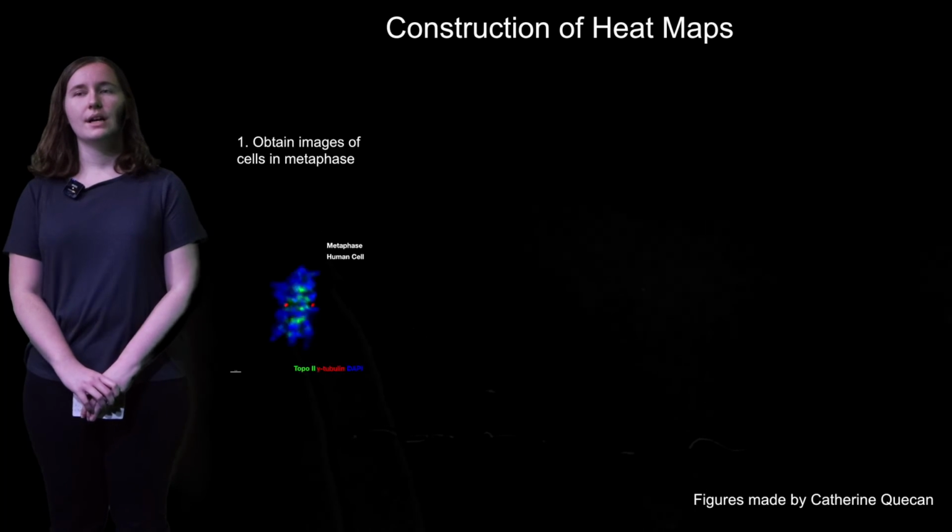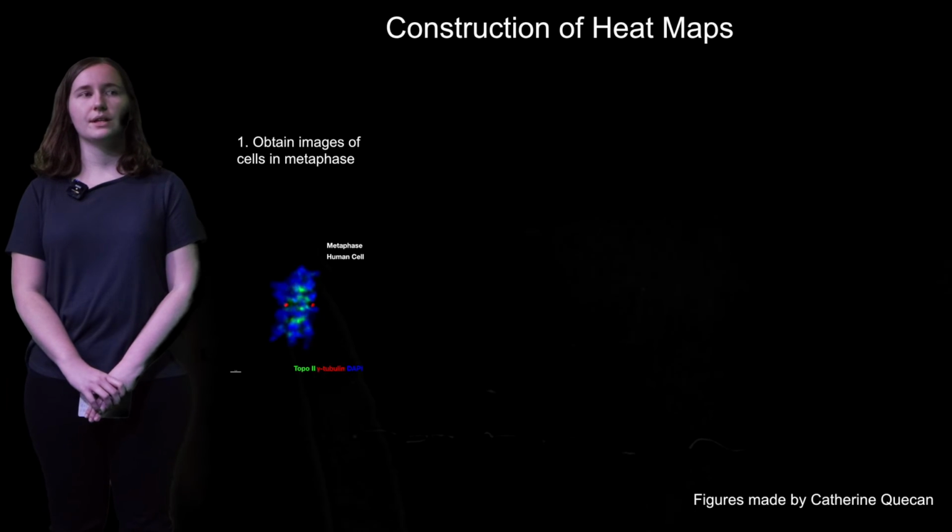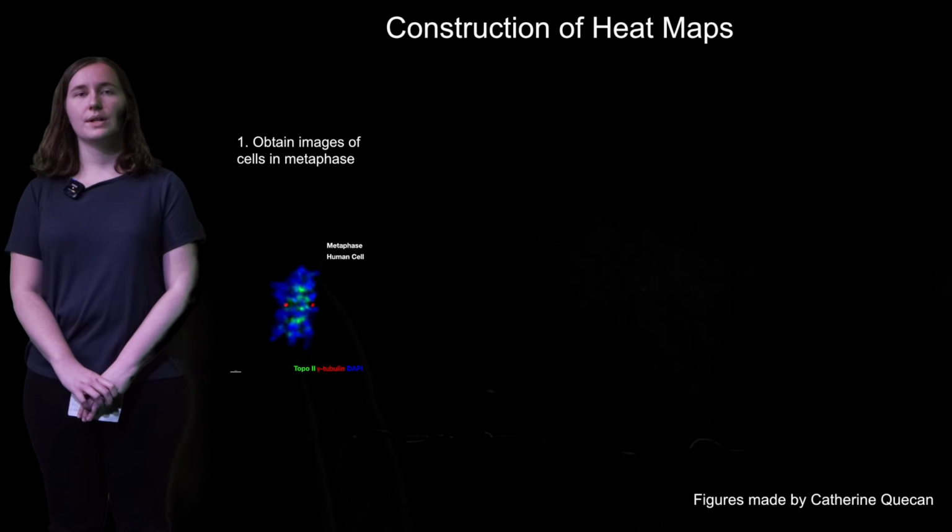So once we gather all of those images that we've seen on the last slide, but for a bunch of different cells, we go ahead and make heat maps so we can actually see if the trend we saw in the last cell is present throughout all of the cells that we have images of. To do this, we make heat maps.